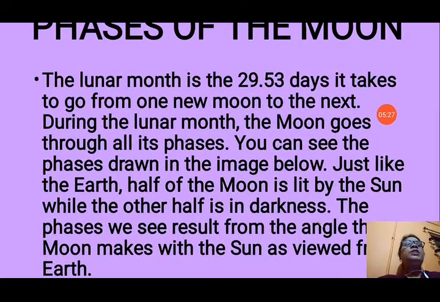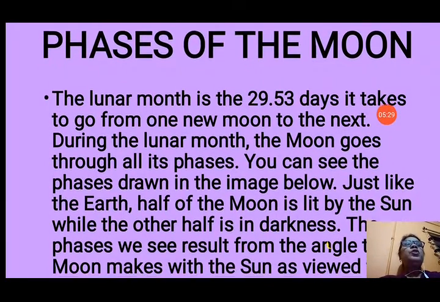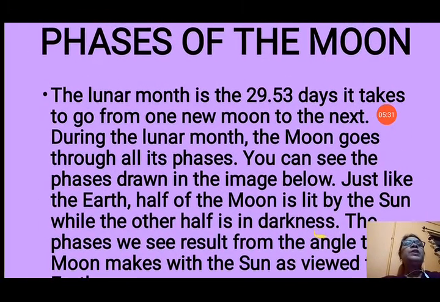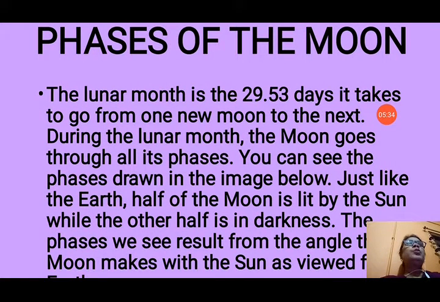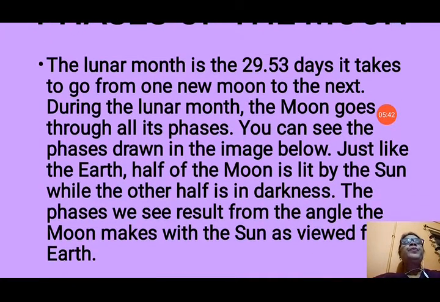Now about the phases of the Moon. It is also a very important feature of the Moon. We can see different phases of the Moon in the night sky. That means different sizes of the Moon. Every day it doesn't look the same size. Now why are there different sizes of the Moon in the night sky? Let us see. The lunar month is 29.53 days. It takes that long to go from one new moon to the next new moon. This period is called the lunar month.